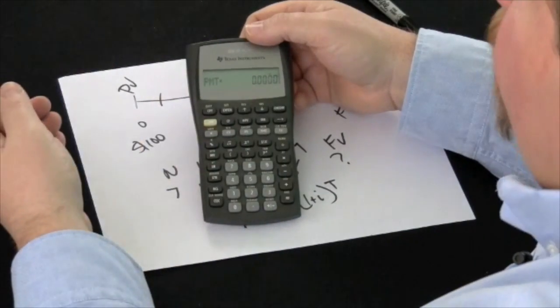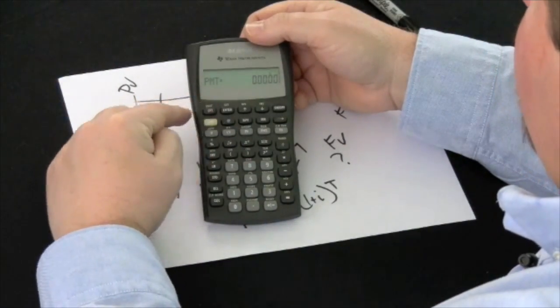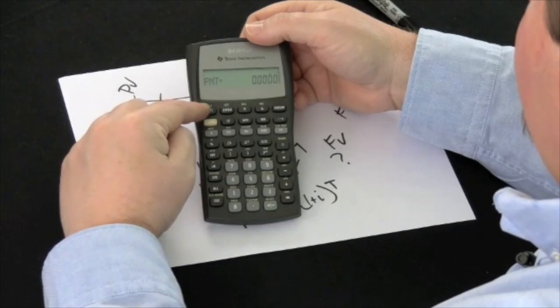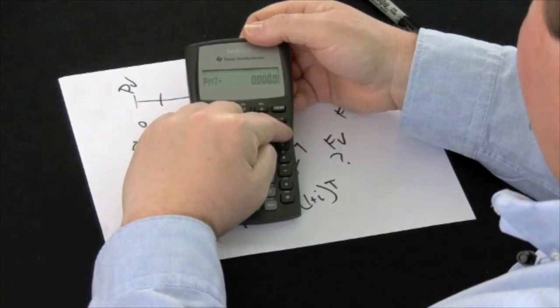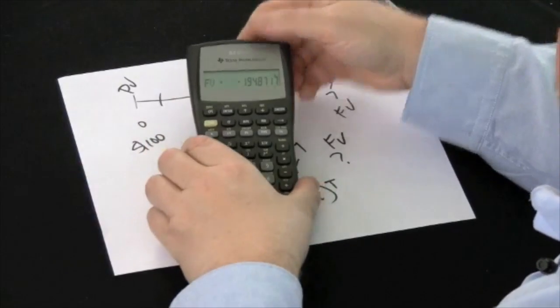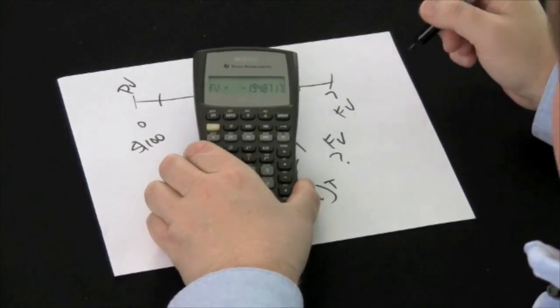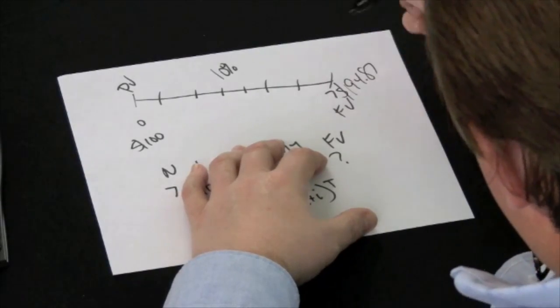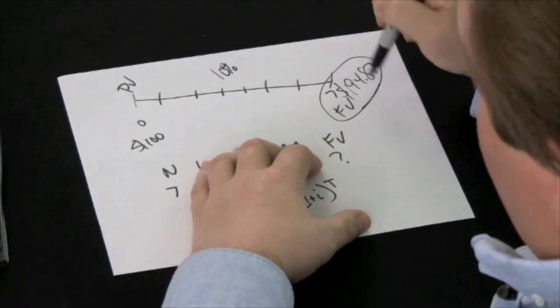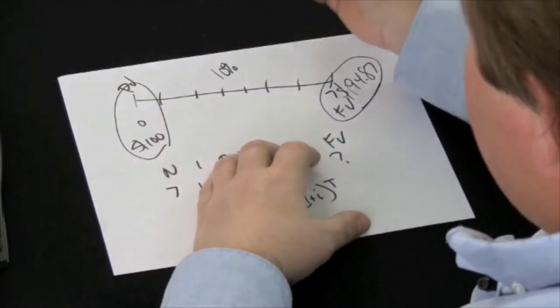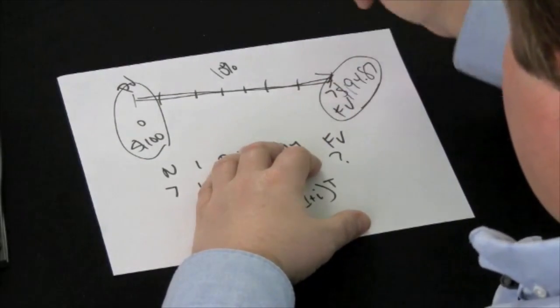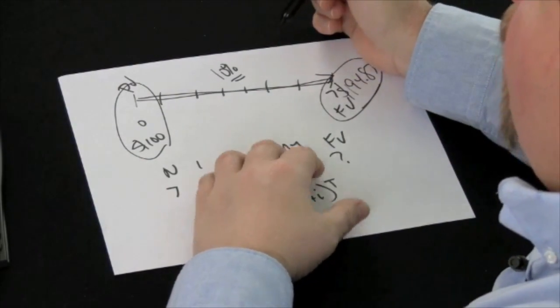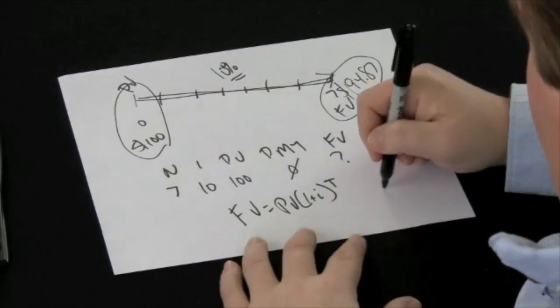And then to find our future value, we simply hit the compute key, which is up here in the upper left-hand corner, compute future value. And we find it's $194.87. So 194.87 is the amount we will receive in the future if we deposit $100 today and it compounds annually at a 10% rate. Now this is the same answer we got with our math equation, but it was much easier.